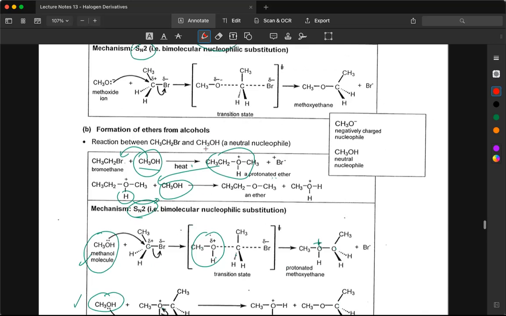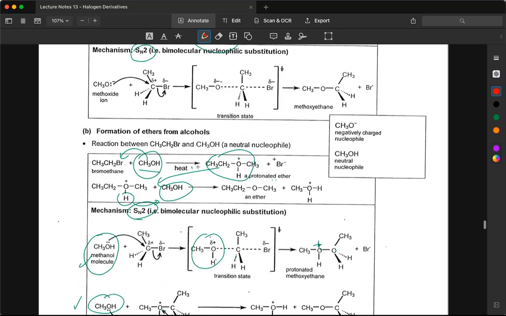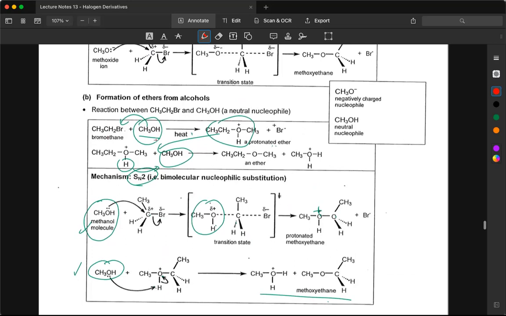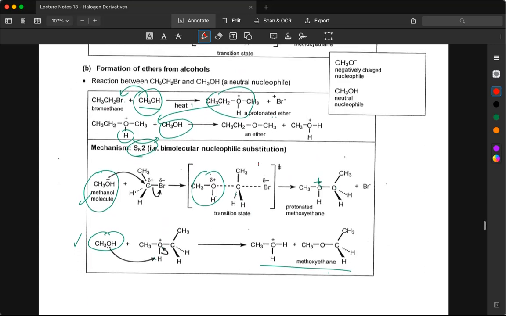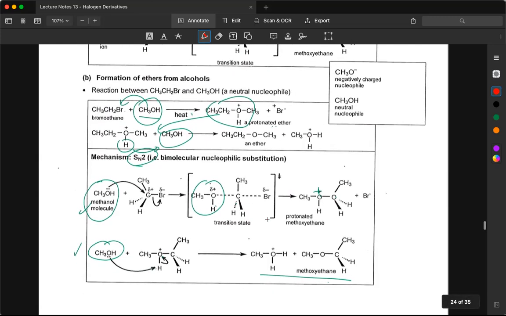Formation of ether from alcohol. After the ether is formed, it can undergo further reaction. So we have bromoethane with the alcohol to form the protonated ether. And then the protonated ether reacts with more methanol to form the ether. So this is the mechanism of the reaction, which is SN2 again.